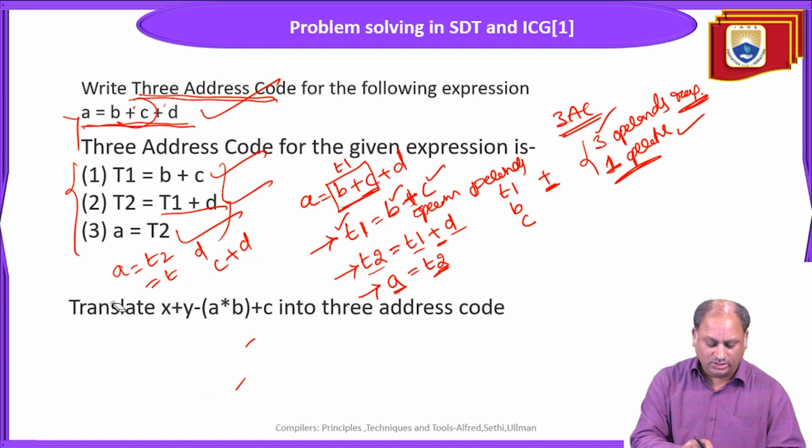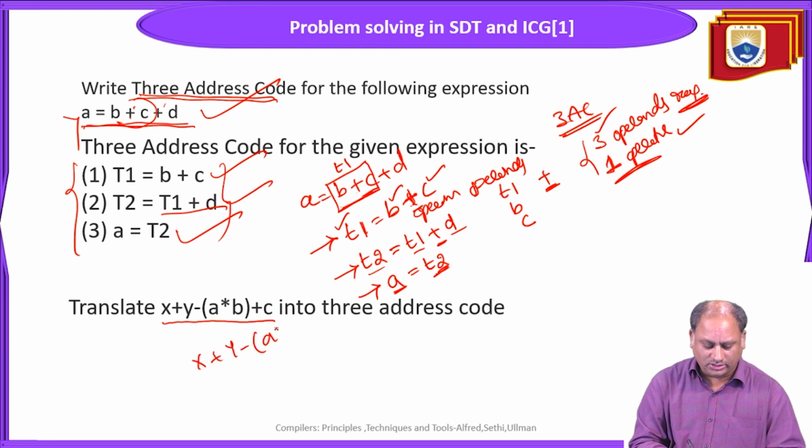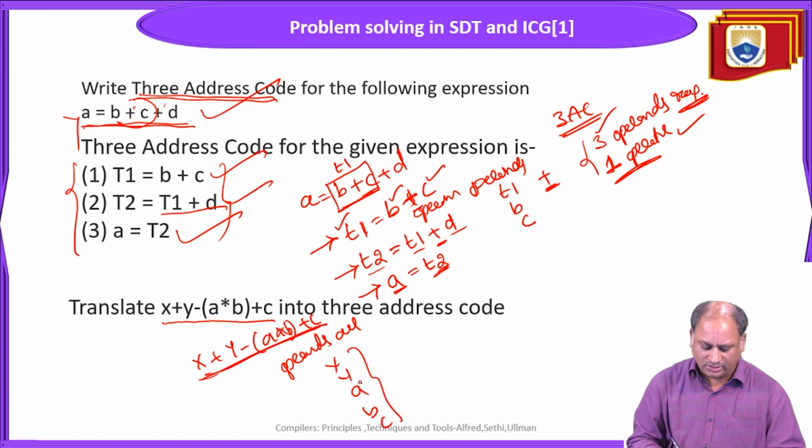So not only this, let us take another expression. For example, another problem which is required for 3 address code is x plus y minus a star b plus c. So this is the assignment statement. But here in this statement, the operands are X, Y, A, B, C. So how many? Total 5 operands. So it is not allowed. The actual maximum operands required are 3 and at least one operator.